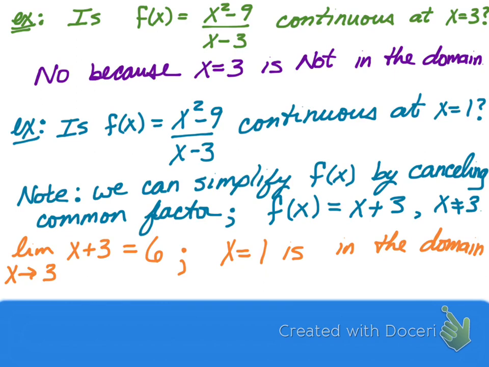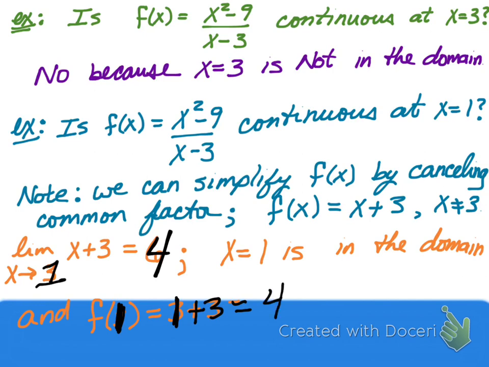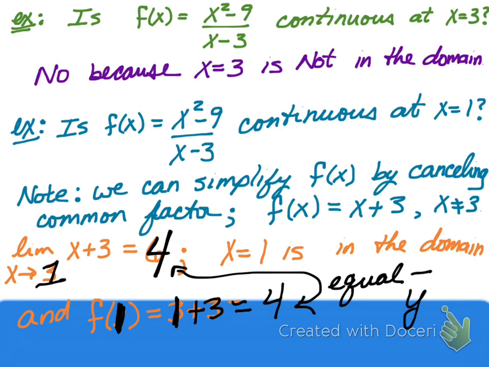I just noticed that I did the wrong limit. I was supposed to be doing the limit as x goes to 1 of x plus 3, and that equals 4. And f of 1 equals 1 plus 3, which equals 4. And since those two numbers are equal to each other, we are continuous. So the answer is yes, we are continuous at x equals 1.